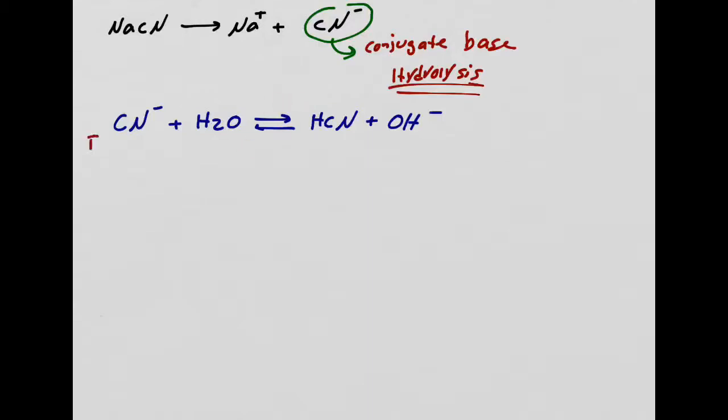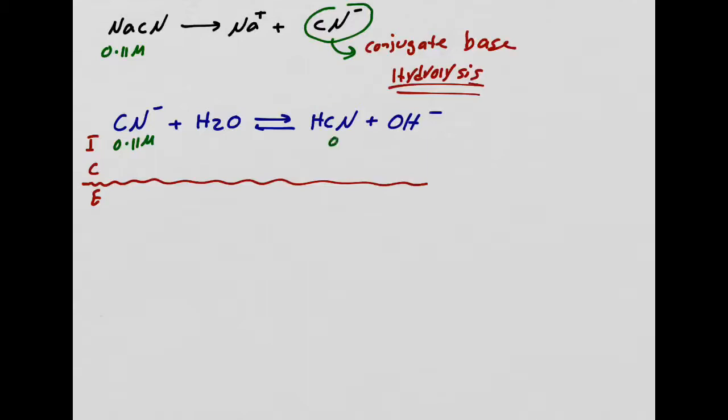Every time we have an equilibrium, we have to do an ICE table. Initial, change, and at equilibrium. So initially, what do I have? If you look at the problem, it says you have 0.11 molar NaCN. Now, NaCN is a soluble salt. It has 100% dissociation in water. So every single NaCN is going to break up. If I have 0.11 molar NaCN, how much CN minus do I end up with? I end up with 0.11 molar CN minus, because every single one is going to break up.